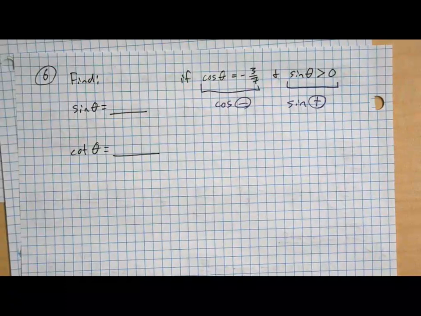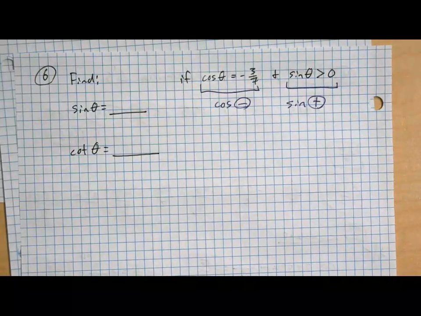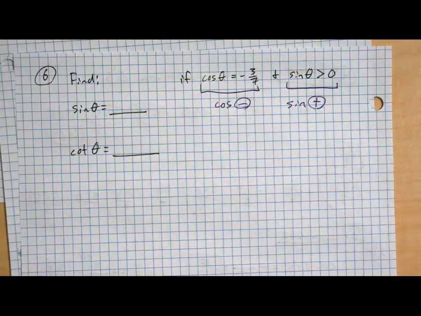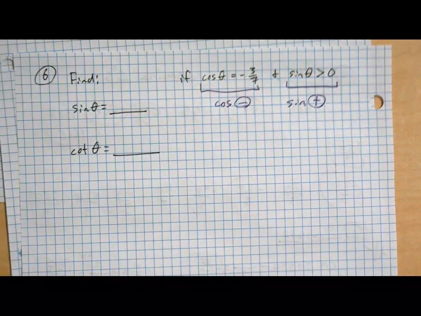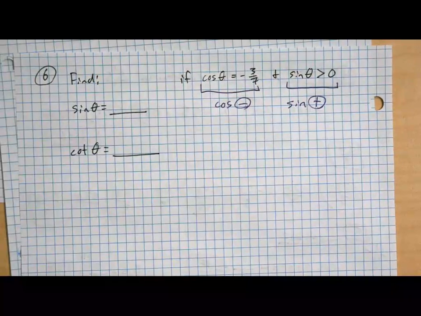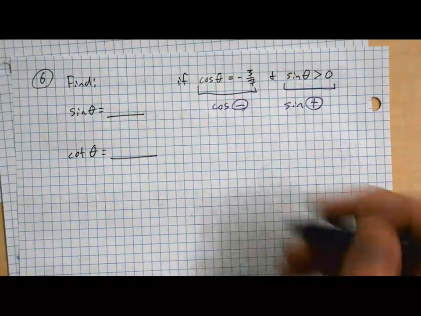So you will always be able to, from the given information, find positive or negative for 2 of your 3 main trig functions, sine, cosine, or tangent. And that will always be enough to pinpoint a specific quadrant. There is only one quadrant where cosine is negative and sine is positive.